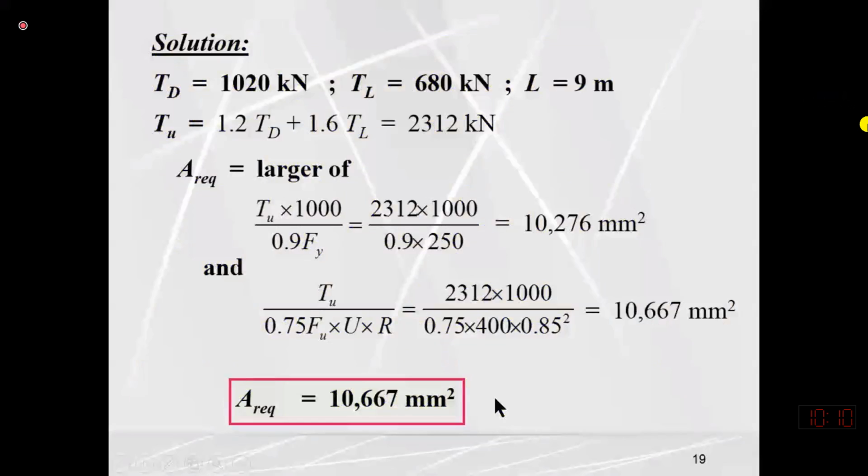Here, first of all, we will compute the factored load. We are provided with the dead load and the live load, and the length is given. So we have to use the gravity load combination for LRFD.